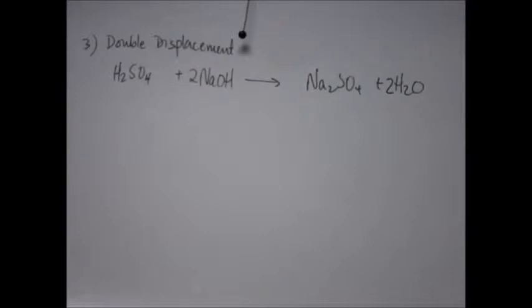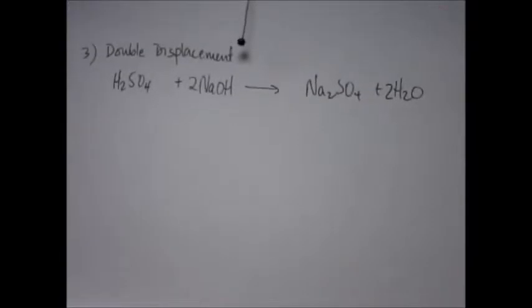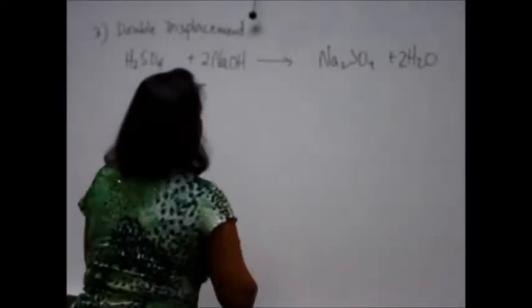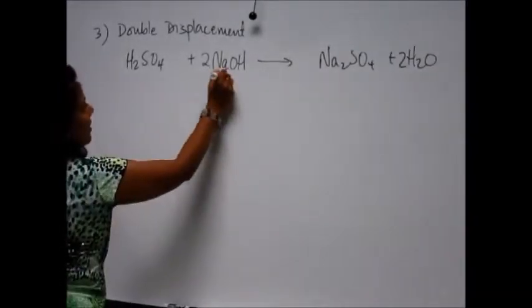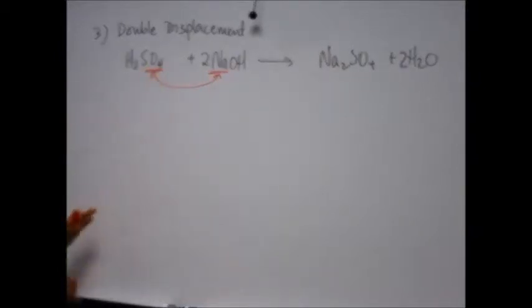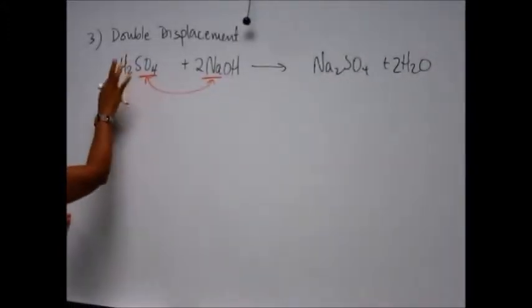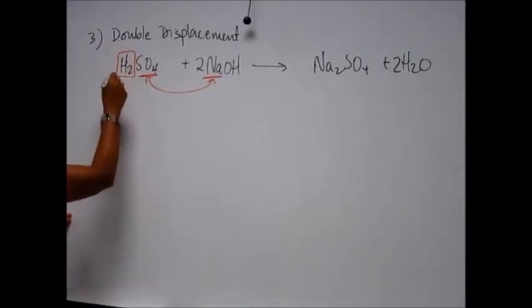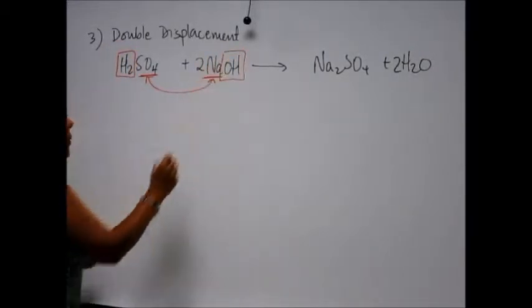In a single displacement, you were displacing only a single chemical, which means that an element existed by itself. In case of double displacement, there are 2 things that are getting exchanged. So here, sodium is combining with the sulfate. So 2 things are displacing here. Sodium is combining with the sulfate, and then the H2 is now combining with the OH to give you the H2O.